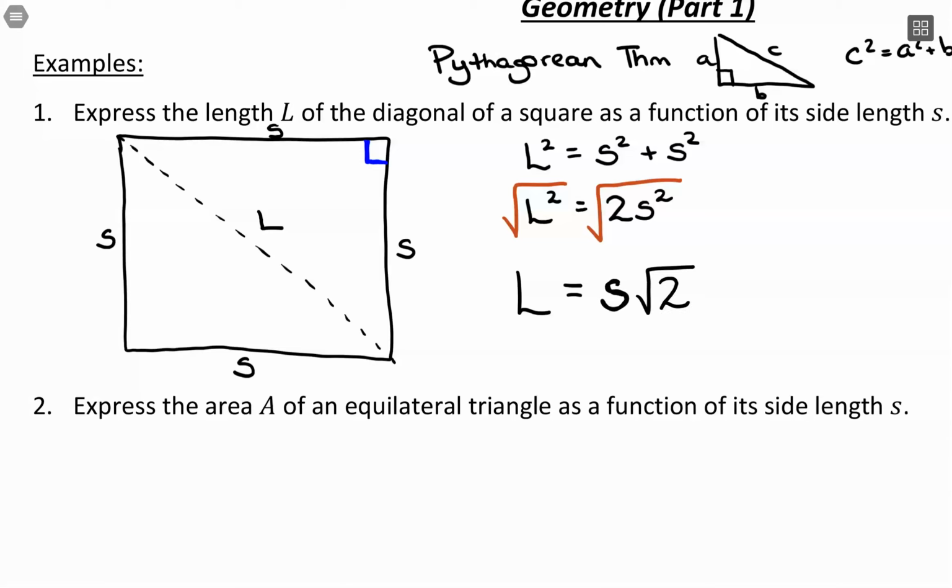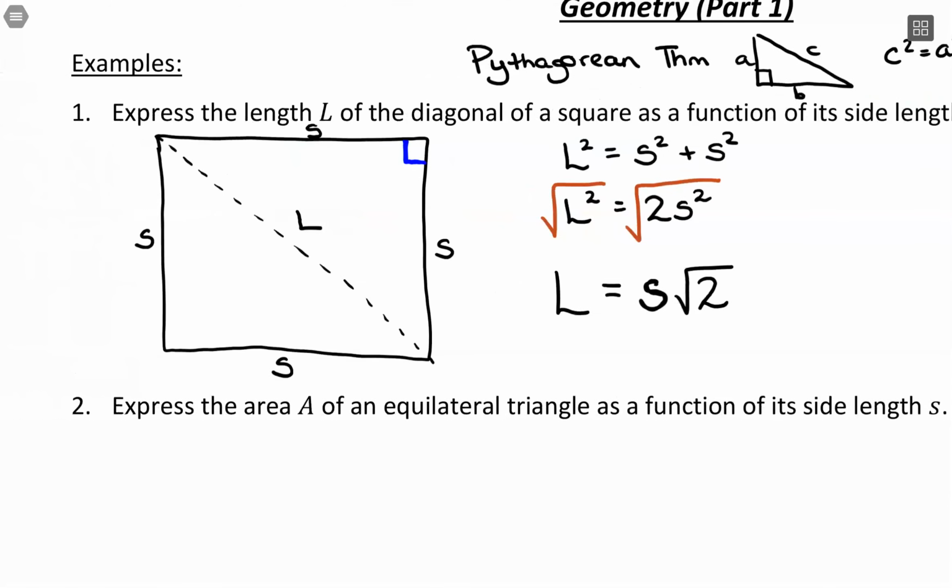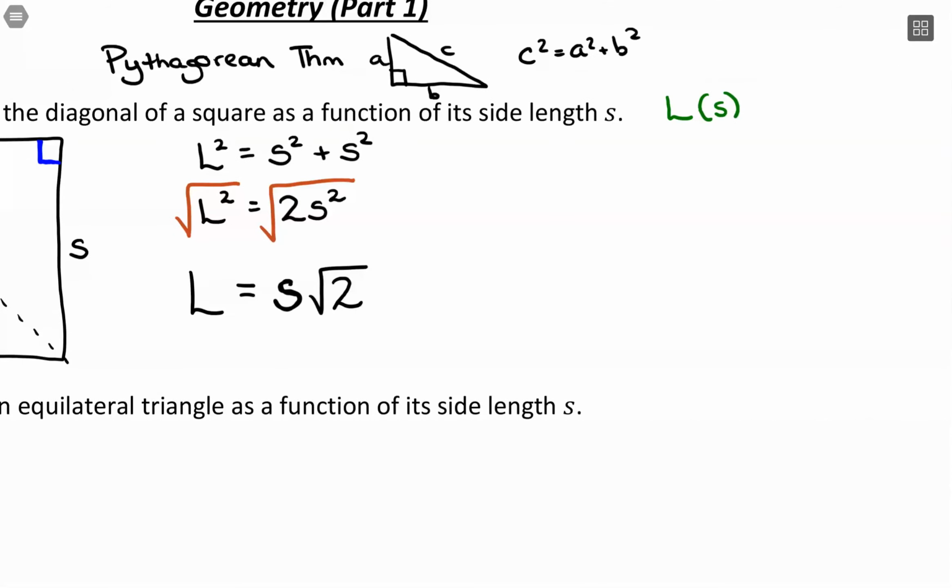With that, we used a geometry rule to get a setup going, and to get to our function notation, the next step is all about solving for that variable that we want to create a function for. So I have my variable that I would solve for, and then the input variable is on the other side of the equation. So my function would be L of S equals S times the square root of 2.